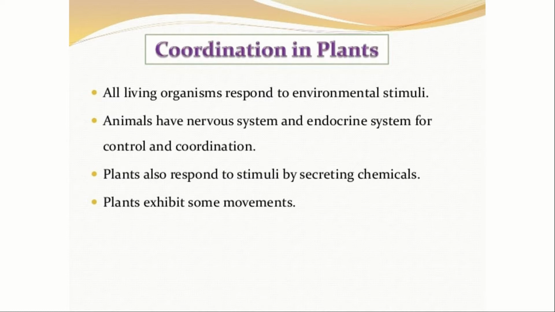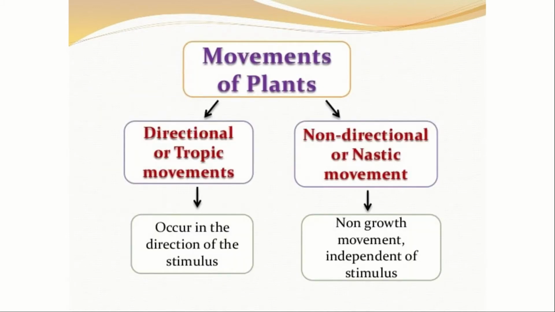There are basically two types of movement in plants. One is dependent on growth and another one is independent of growth. There is no growth involved in the movement which is independent. Movement of plants: directional or tropic movements, and non-directional or nastic movements. Directional or tropic movements occur in the direction of the stimulus, whereas non-directional or nastic movement, that is non-growth movement, is independent of the direction of the stimulus.